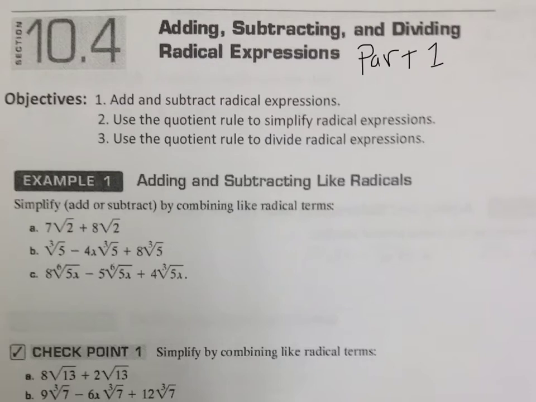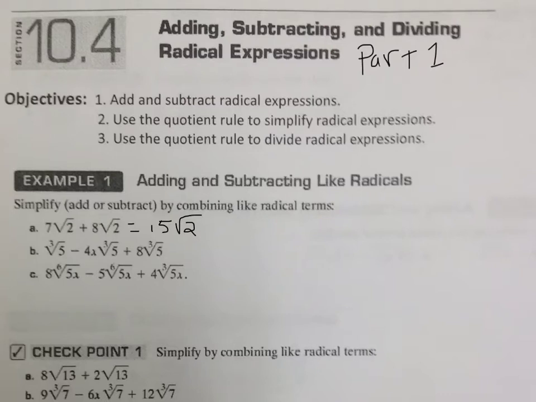The only thing that changes is the number in front. So if I'm going to add 7 square root of 2 plus 8 square root of 2, the only thing that's going to change is the number in front. That's going to be 15 times the square root of 2. That's our answer. You add the two numbers in front of the radicals, and the square root stays the same.